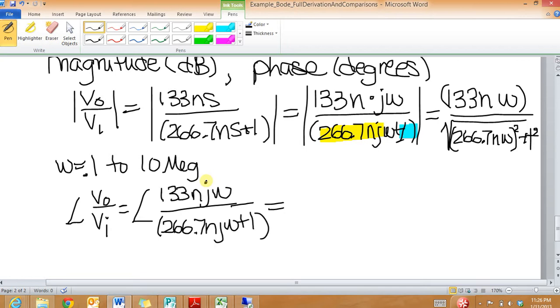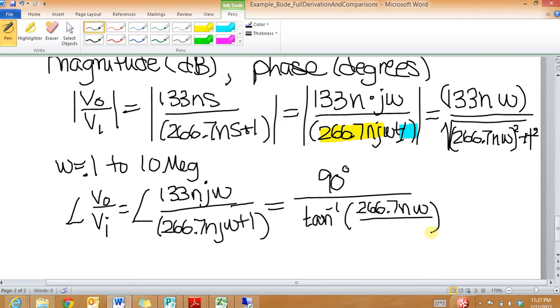And on the bottom, the angle is the inverse tangent of the imaginary number over the real number. In this case, the imaginary number is 266.7 nano omega all over 1. And if you recall from angles, multiplying means that you add the angles. If you have a divide, then you subtract.